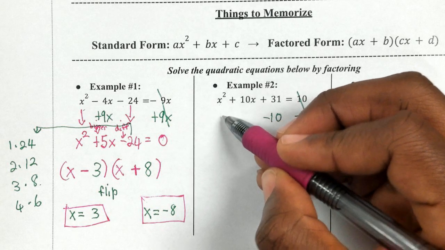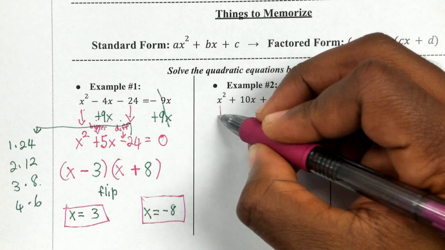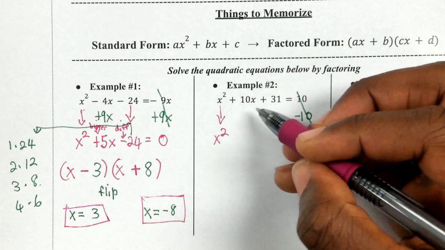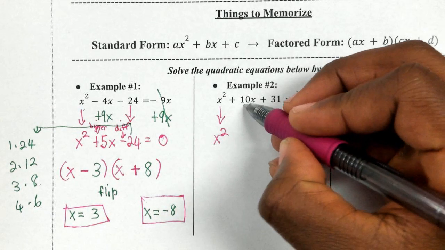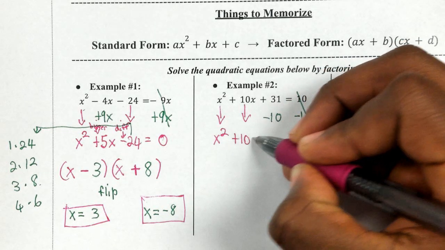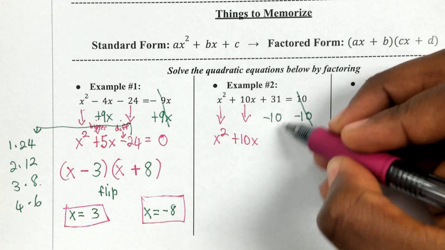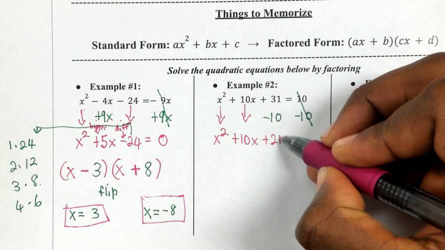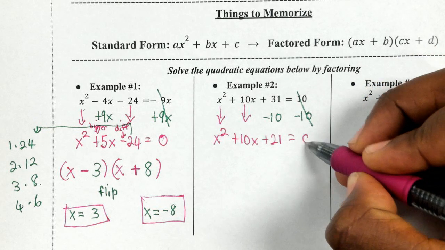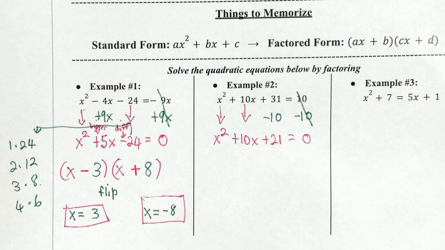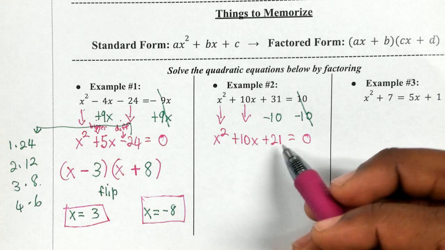X squared, you're not adding or subtracting anything to it, so you bring it down. 10x, you're not adding or subtracting anything to it, so you bring it down. 31, I am subtracting from it. 31 minus 10 is 21. Everything cancels, so I'm left with nothing. 0 represents nothing. Now we have the standard form.